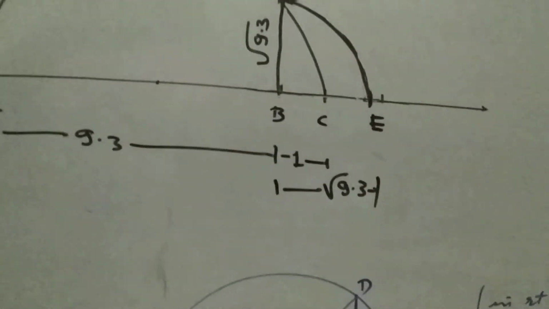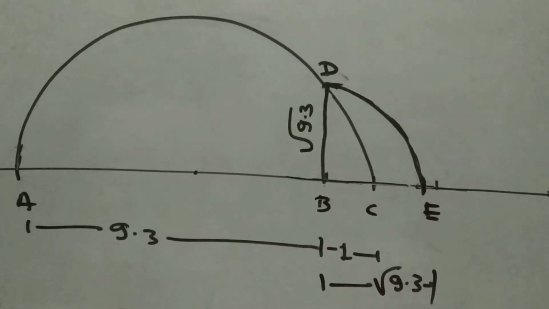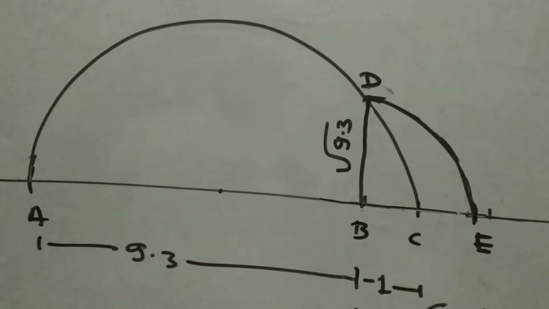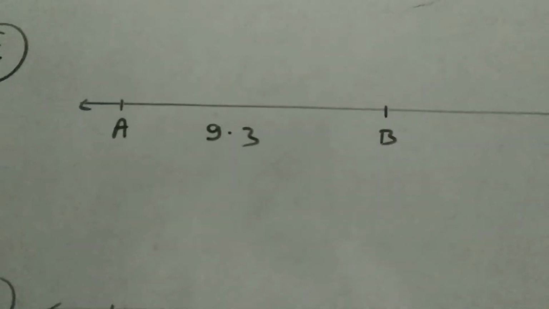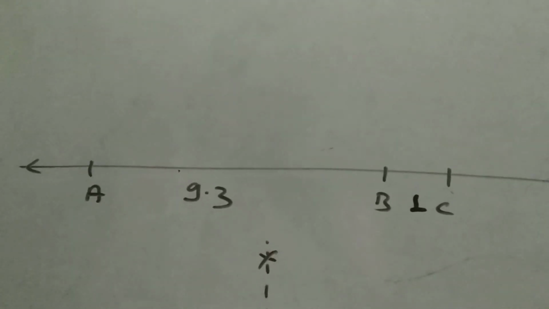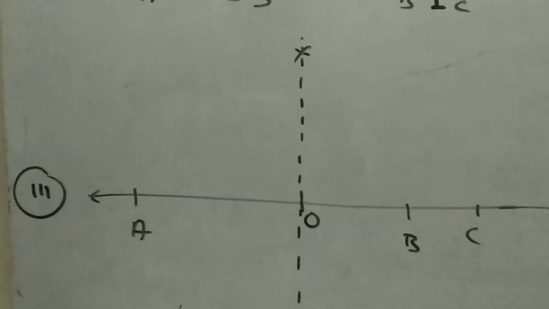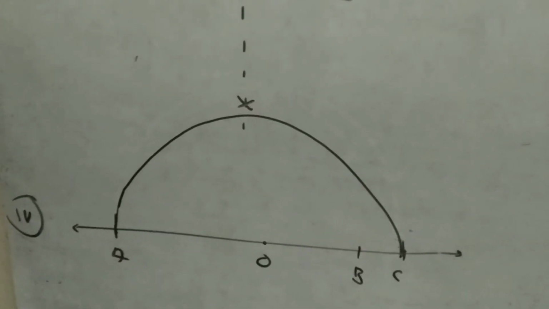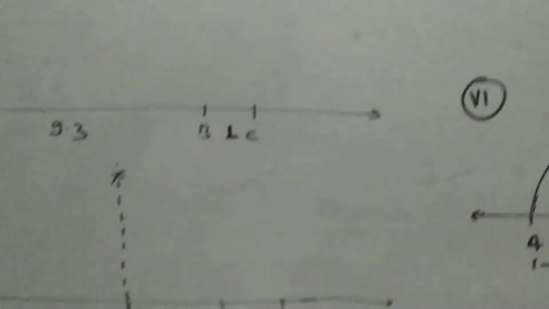Now the question is how it has come. Let us solve it and find out. In your examination you have to do it only up to this, right? What will be your steps? First step is take AB equal to 9.3. Second step is take BC equal to 1 unit. With the help of your compass, find the midpoint of AC. Now next step is with center O and radius OA, draw a semicircle.